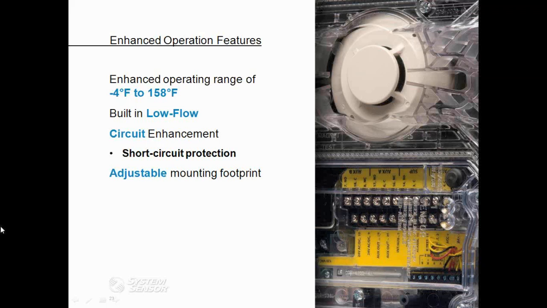A unique feature offered by System Sensor 4-wire conventional models is a built-in short circuit protection, where if the detector is not wired properly, the detector will just simply not function. Whereas in other instances, if you wire your detector wrong, you're at risk of frying out your board. So we have something built in so you can't do that.